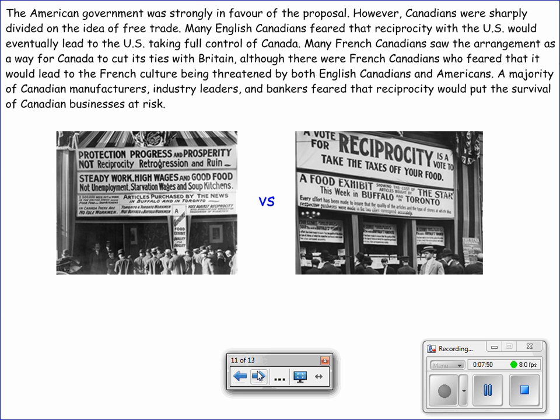Many French Canadians saw the arrangement as a way for Canada to cut its ties with Britain, although there were French Canadians who feared that it would lead to the French culture being threatened by both English Canadians and Americans. A majority of Canadian manufacturers, industry leaders, and bankers feared that reciprocity would put the survival of Canadian businesses at risk.